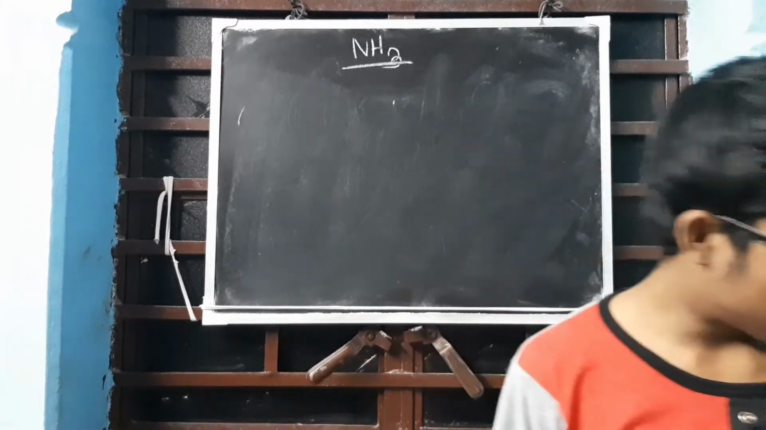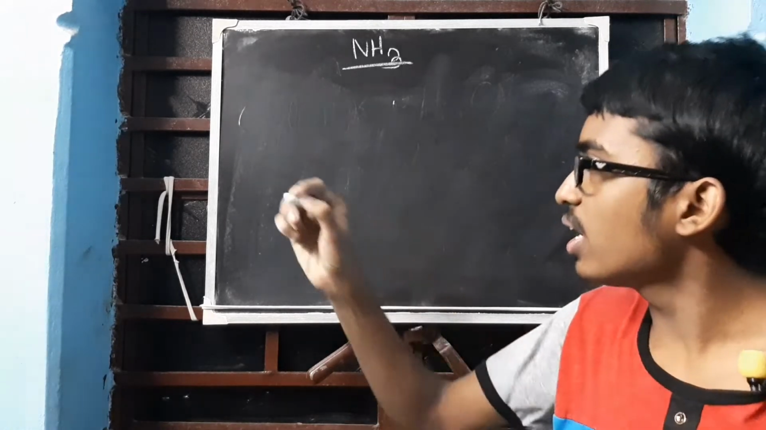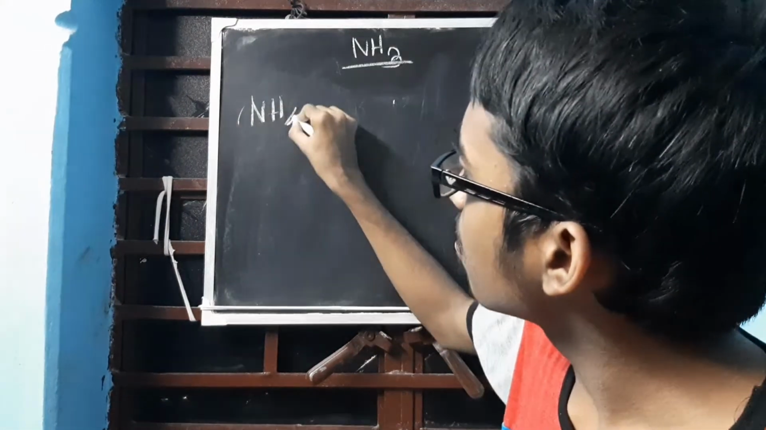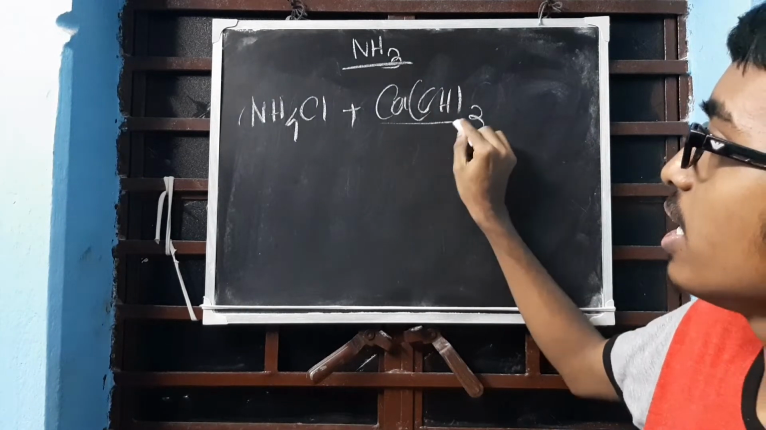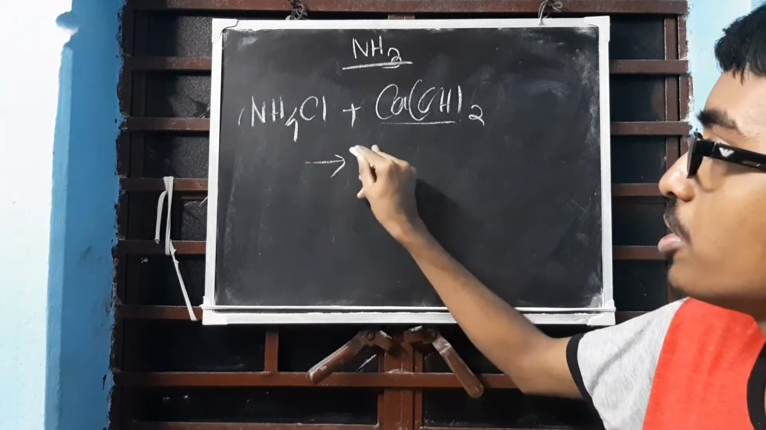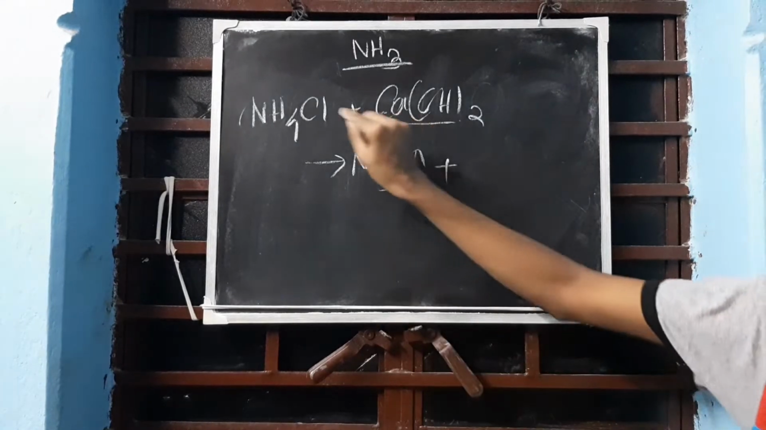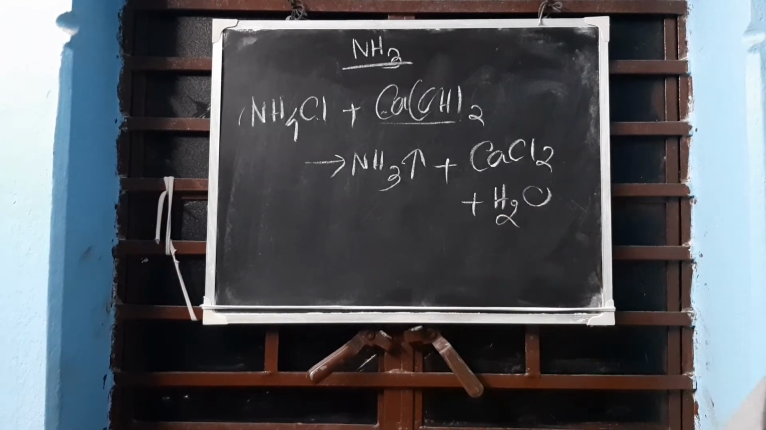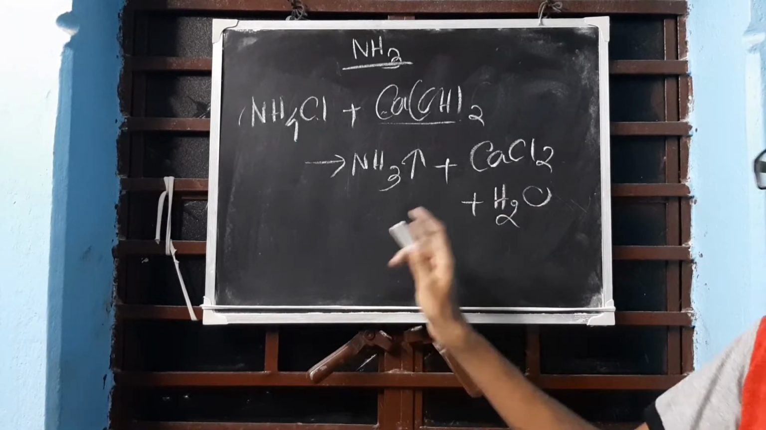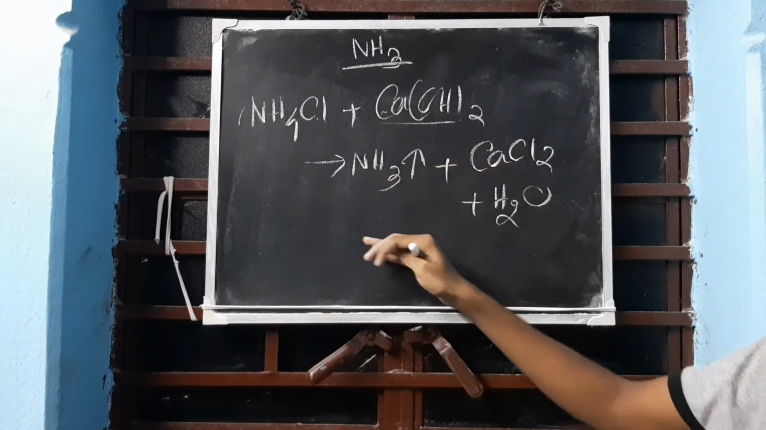Next is the laboratory preparation of NH3. How? In the laboratory preparation, we use ammonium chloride to react with calcium hydroxide. This is an alkali, correct? So the formation will be ammonia gas plus the respective salt solution, and the remaining is water. Balance the reaction, I have not balanced it. So NH4Cl plus Ca(OH)2 gives NH3 plus CaCl2 plus H2O. This is the basic reaction.